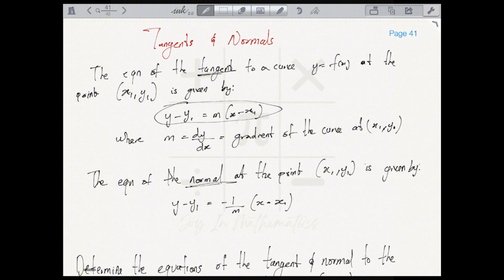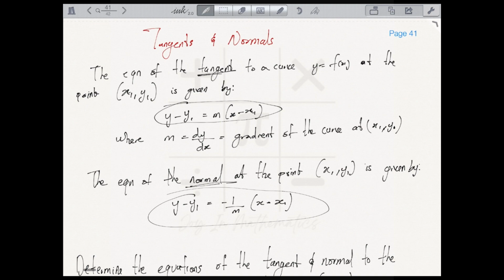The gradient of the curve is dy/dx, and the equation of the normal at the point is given by y minus y1 equals this. Now, this is all gotten from the equation of a line. And we understand that the normal is perpendicular, at right angles to the tangent, so the product of their gradients is equal to -1.